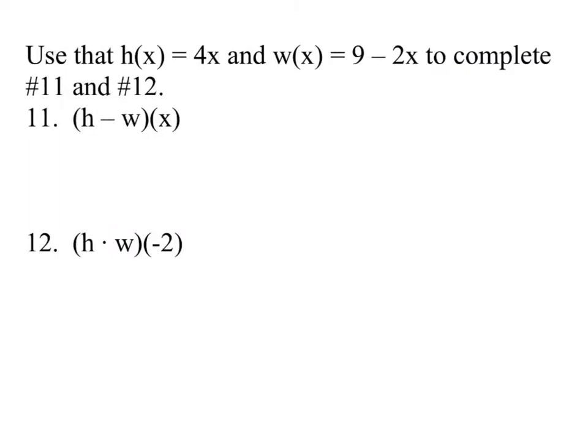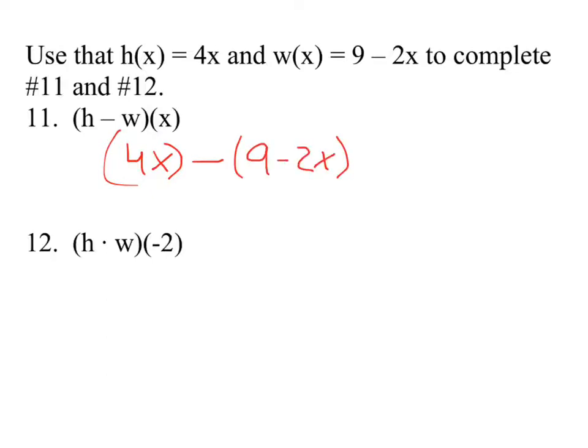Moving on. So we have h and w. We have 2 function assignments. We need to complete h minus w of x. What this says is you're going to take the function assignments and subtract them. This parenthesis x does not mean you times everything by x. It's h minus w of x. And so you're going to take your assignment for h, for x, and you're going to subtract your assignment for w, which is 9 minus 2x.